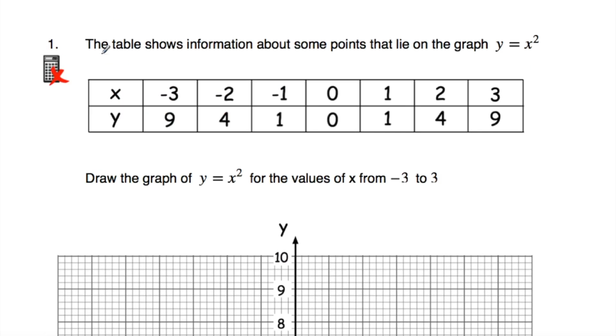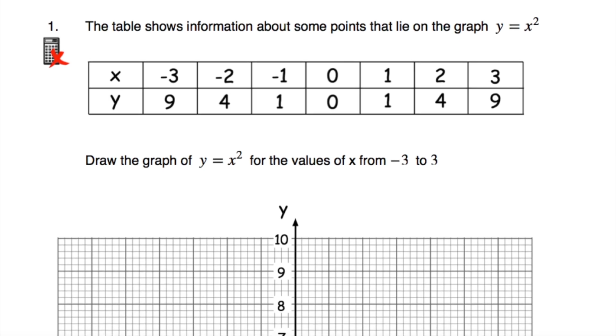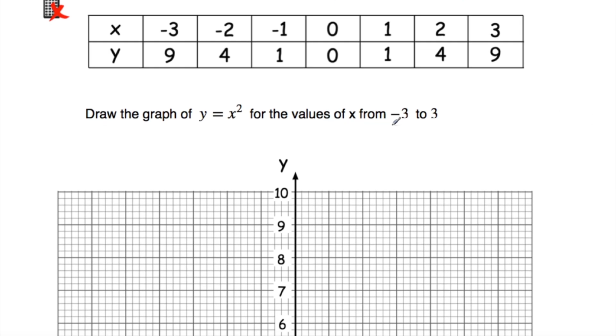Okay, question number one. Question number one says the table shows information about some points that lie on the graph y equals x squared. So we've got the x coordinates and the y coordinates, and each pair makes the coordinates of a point. So here we've got the points -3, 9; -2, 4; -1, 1; 0, 0; 1, 1; 2, 4; and 3, 9. If you think back to drawing linear graphs, you'll be used to these xy tables. The question is to draw the graph of y equals x squared for the values of x from -3 to 3. So in other words, we need to plot these points on the grid, and then we're going to draw a curve through them.